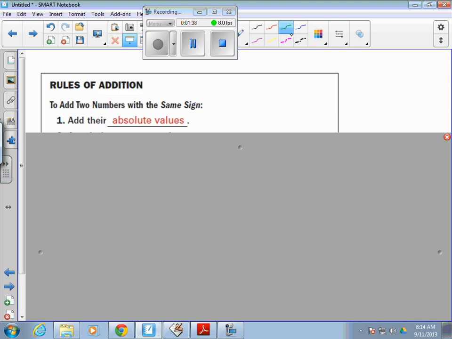Rules of addition say to add 2 numbers with the same sign, add their absolute values. So we have 2 plus 2, for example. Both of those are +2's. You add the absolute value of each of them. The absolute value of 2 plus the absolute value of 2 is the absolute value of 4, which is 4.